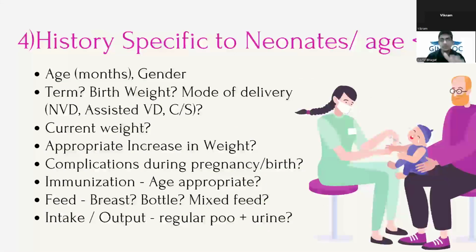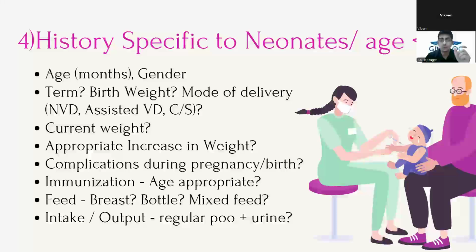Yeah, this is a particular history, very specific to neonates and infants. Now, let me start by telling you the definition of a neonate. A neonate is defined as a child that has just been born until 28 days. Until 28 days of life, a baby is considered a neonate. And until age 1, a baby is considered an infant. The history is slightly different with respect to this population. You obviously have to know the age in months and the gender, and I'll tell you why.